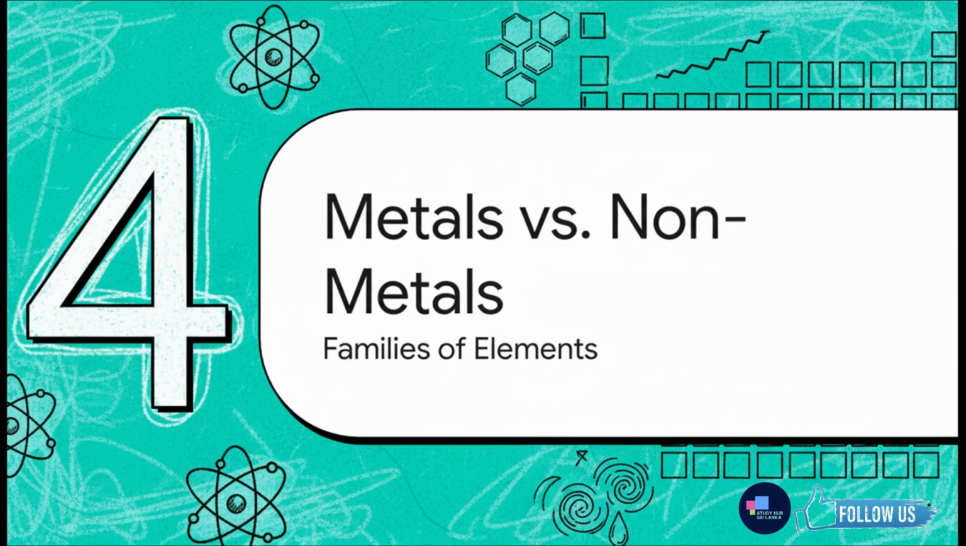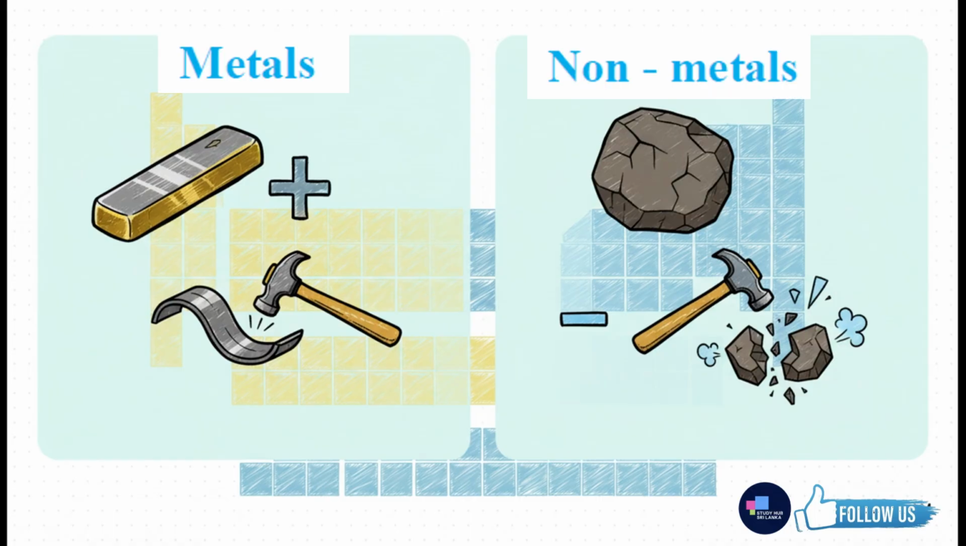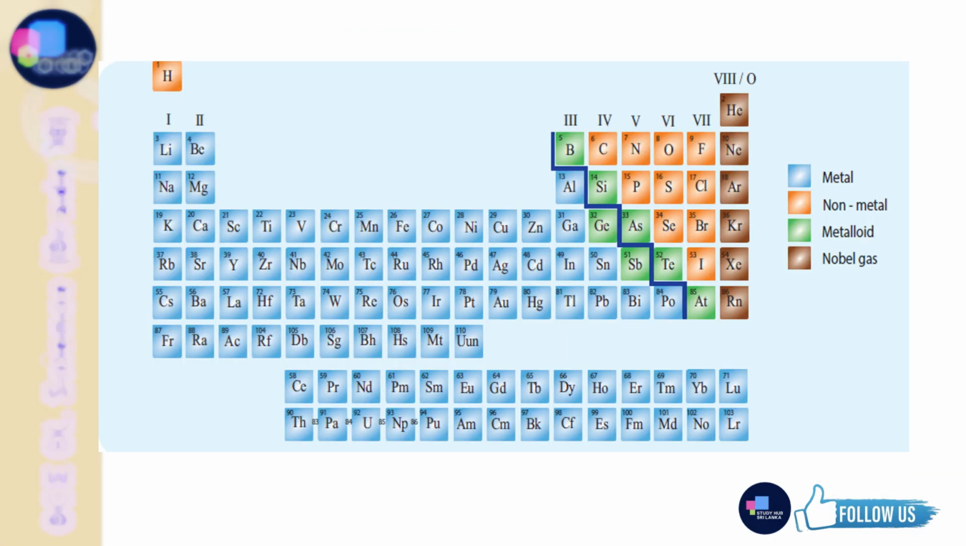Great. Now that we know how to find our way around the table, let's look at the two big families that all the elements fall into. You see, the periodic table has a pretty clear divide. We've got metals and nonmetals. Metals, which you'll find on the left and in the middle, are usually shiny and you can hammer them into different shapes. That's what malleable means. Nonmetals, over on the right, are pretty much the opposite. They're usually dull, and if you try to hammer them, they'll just shatter.